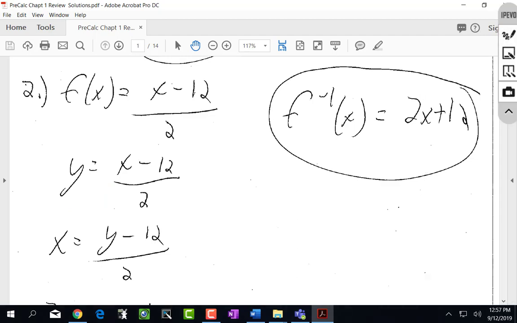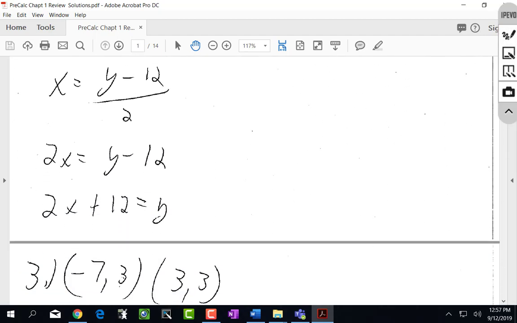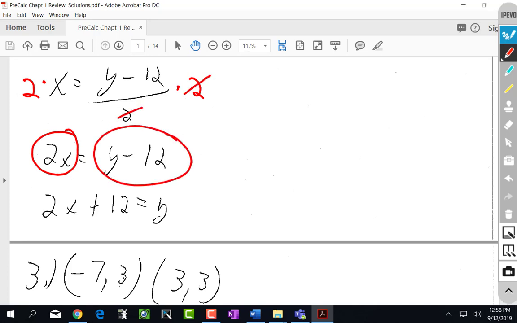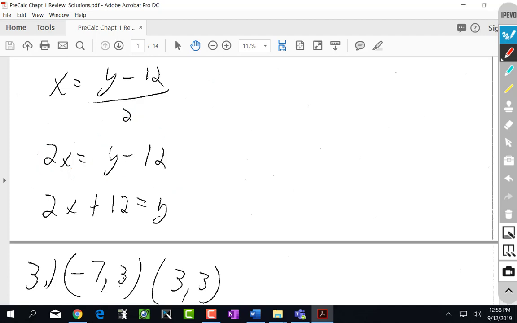So solving this equation for y, I'm going to go ahead and multiply both sides by 2. And when I do that, I get 2x. And when I do it to this side, the 2's cross out. I'm just left with y minus 12. Continue my solving for y. I'm going to add 12 to both sides, and I end up with 2x plus 12, all equals y.